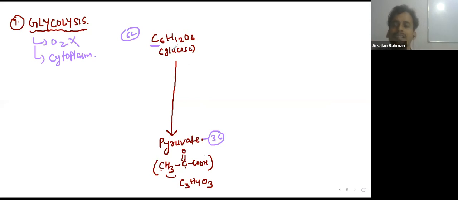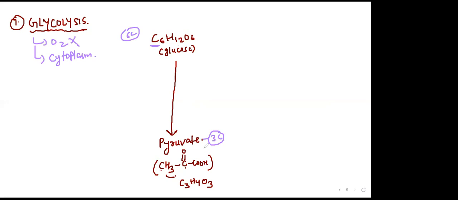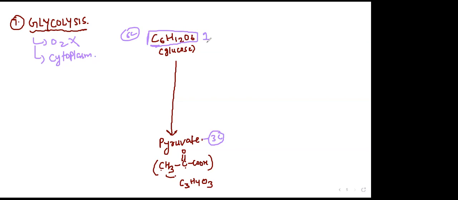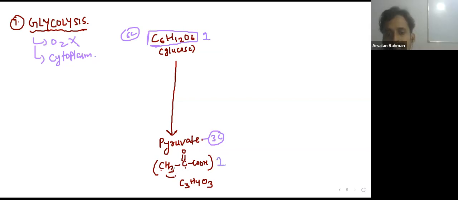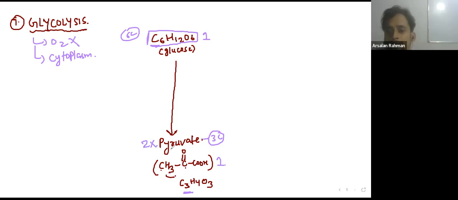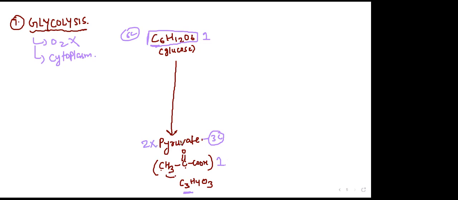This glucose contains 6 carbon and this pyruvate contains 3 carbon. This is one molecule made up of 6 carbon. Pyruvate is also one molecule, but it contains 3 carbon. So we will get 2 pyruvate molecules, yes or no? We will get 2 pyruvate molecules.